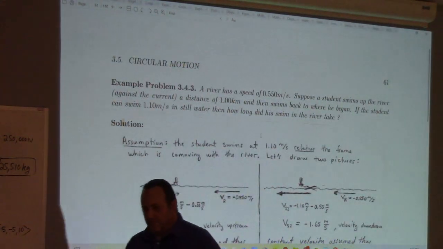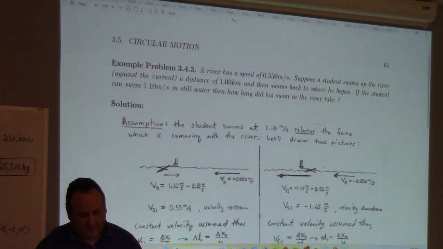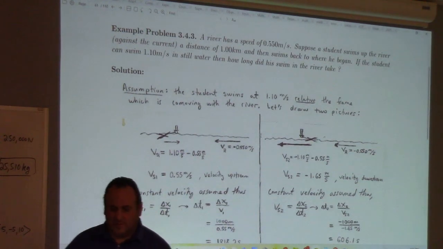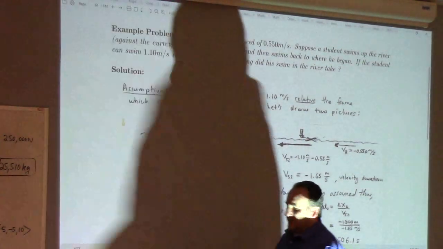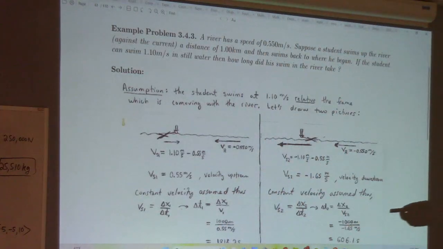Well, it says in the notes here, you do the change in position divided by velocity, which is 0.55, and you get, I think, 1,818.2 seconds to get to a kilometer upstream, right?